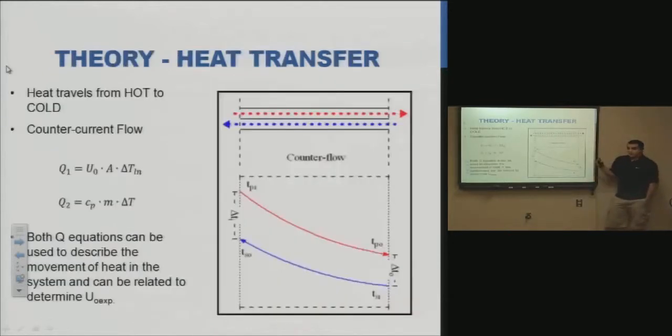So a little bit of the theory of the heat transfer that's going on in this system. It's important to note that heat always travels from hot to cold. That is thermodynamics 101. You have to understand that principle. And as we said, this is a countercurrent heat exchanger. So the hot tube side is coming in this direction, and the cold is coming in the opposite direction. These two Q equations are used to find an experimental heat transfer for the system, and the Q1 is used for the design heat transfer that we have. So in both equations, we can relate the Q's in order to understand the movement of heat in our system.